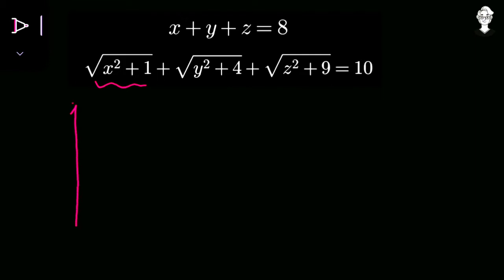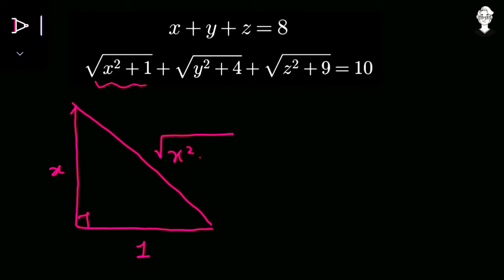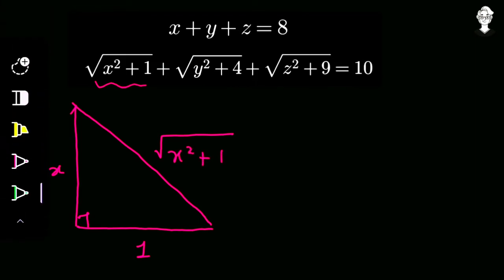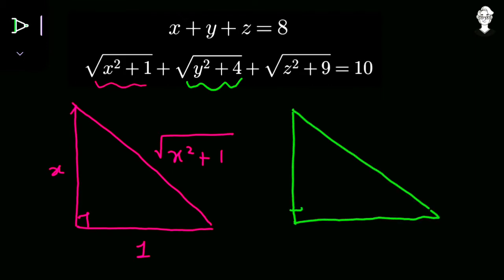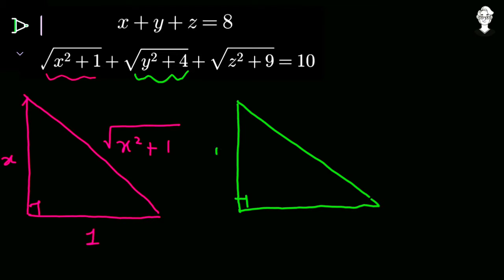That's what I am drawing in red. It is resembling a right angle triangle. Here's the 90 degree. Two of its sides are x and 1. Because of the Pythagoras theorem, the hypotenuse becomes the square root of x square plus 1. Similarly, for the second one, it's y square plus 4. So again draw a right angle triangle, with 90 degrees over there. Its sides would be y and 2, because 4 is a perfect square of 2. So with y and 2, the hypotenuse becomes the square root of y square plus 4.